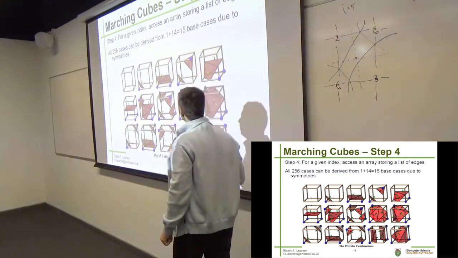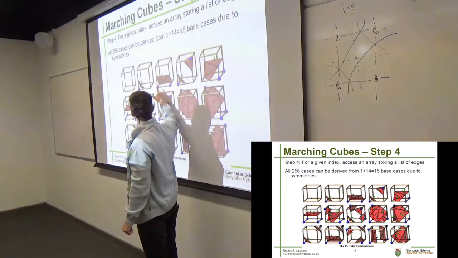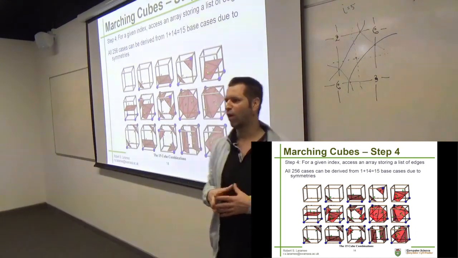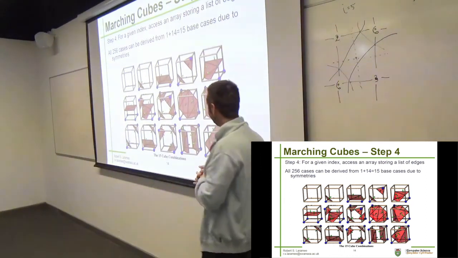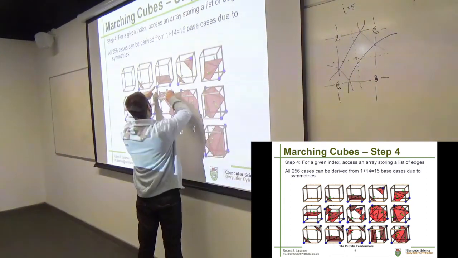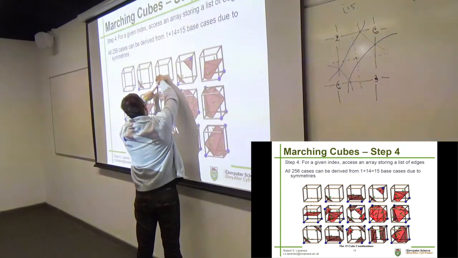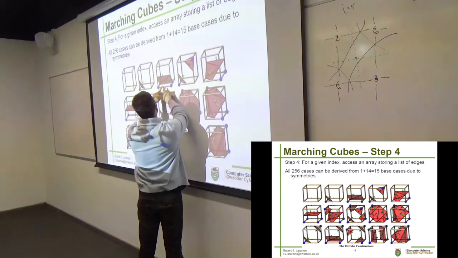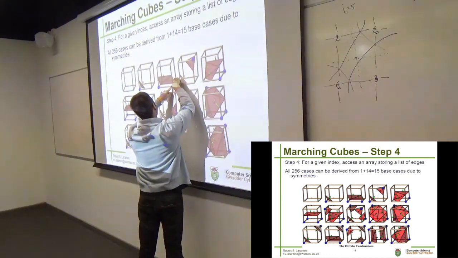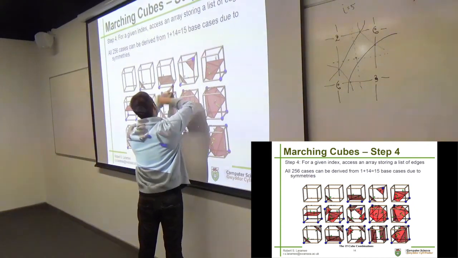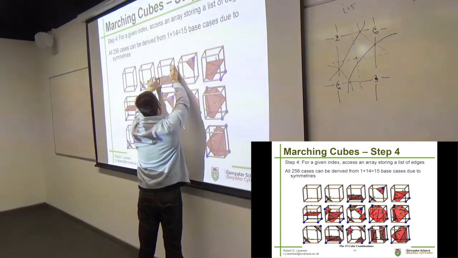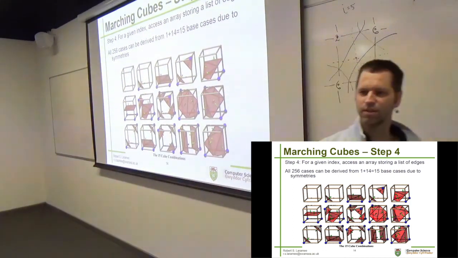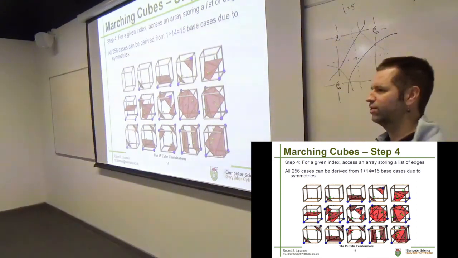The next most complicated case is when two adjacent vertices fall below the isosurface, or on one side of the isosurface. So in this case, no pun intended, we have one edge where there's an intersection, here's another edge where there's an intersection, there's no intersection along this edge, we have one intersection here and another intersection here. So we have four vertices, and using those four vertices, we generate two triangles that the isosurface is composed of.